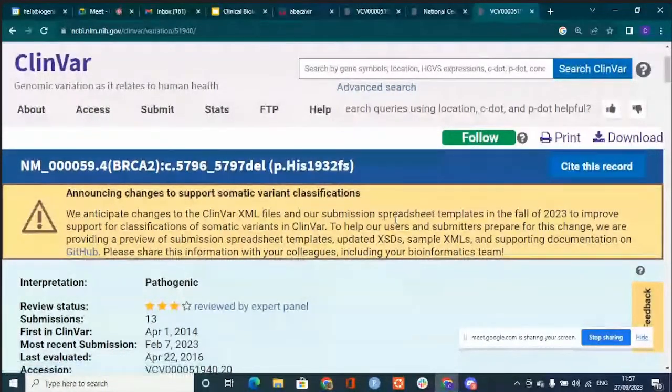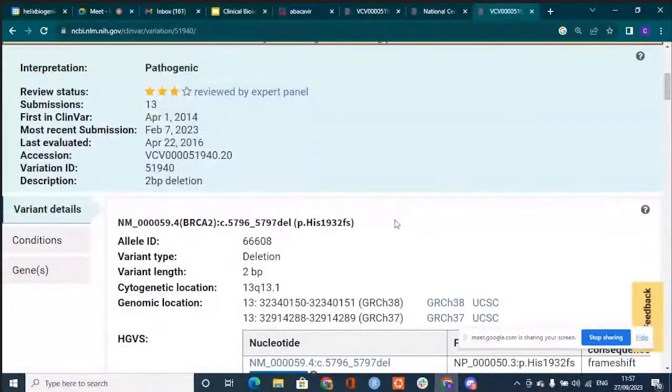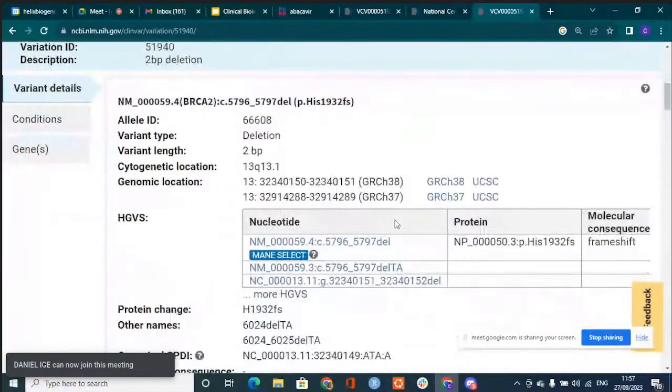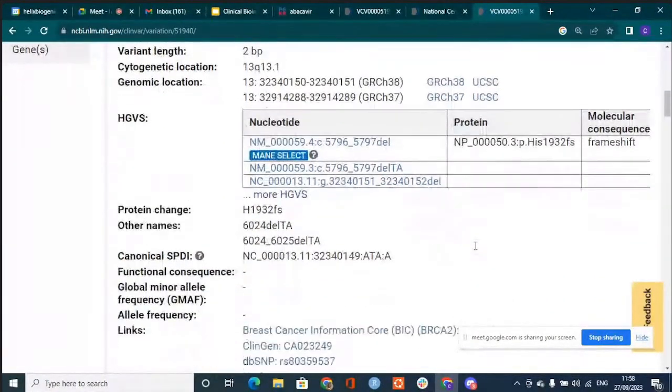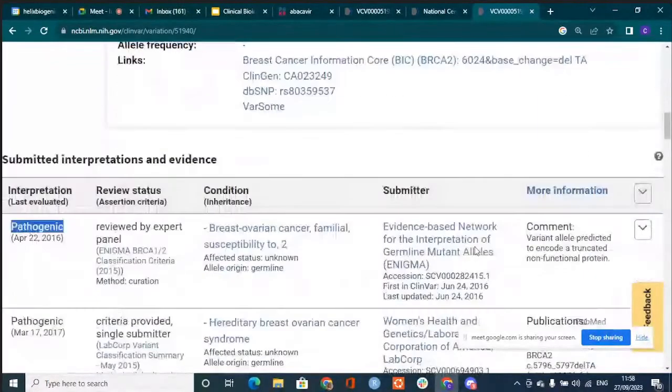So, that's how to go about using the ClinVar database, just to confirm and make some clinical decision about the variant ID. Is it predisposing a patient to a disease or not?